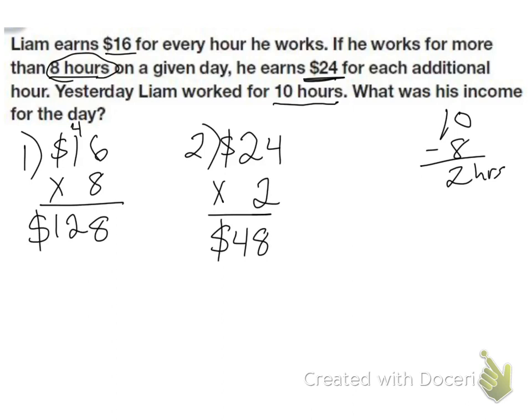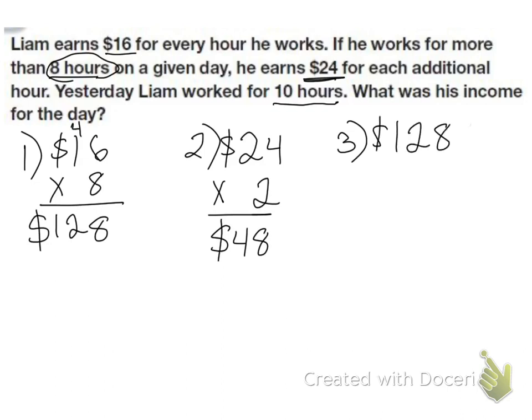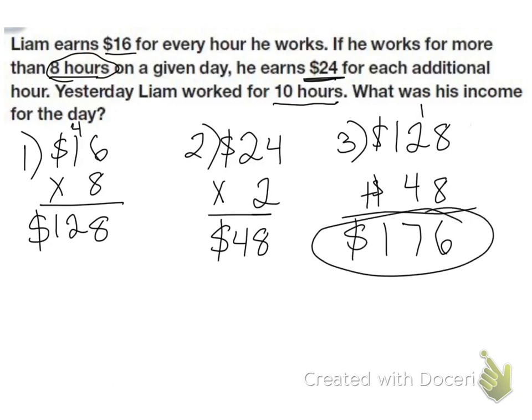Okay, on step 3, I'm going to add these amounts together. Okay, so we take $128 and add $48. Okay, so 8 plus 8 is 16, carry my 1. 1 plus 2 is 3, plus 4 is 7, and 1 plus nothing is 1. So he made a total of $176 for the 10 hours of work.